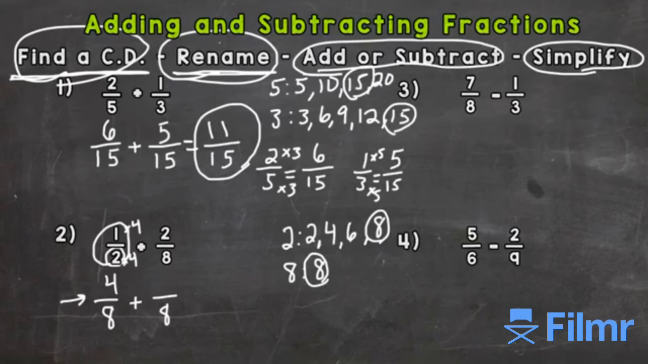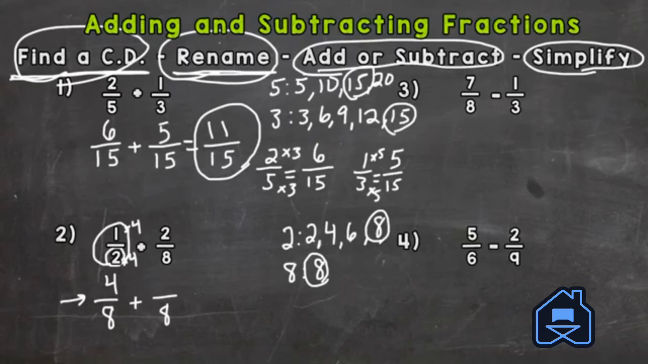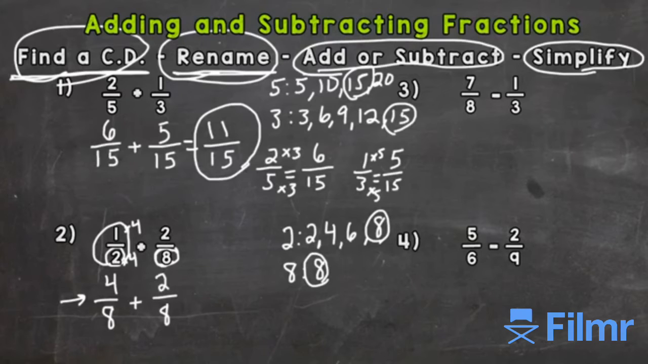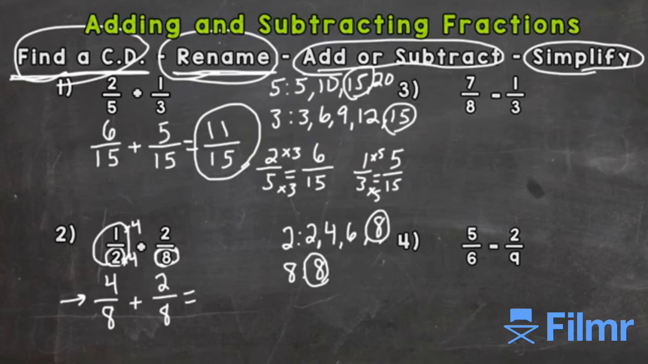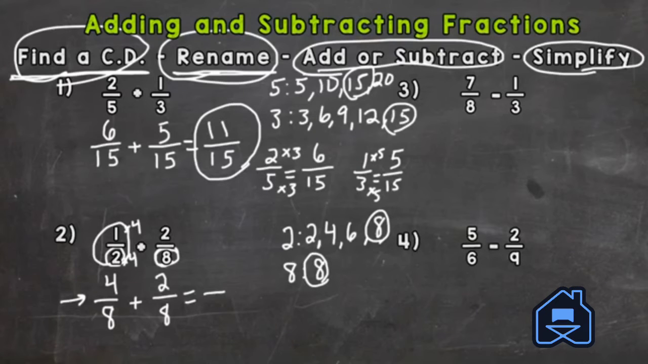We're just giving it a different name and a different denominator, so we have a common denominator and we're able to add or subtract. Now 2/8 already has a denominator of 8, so we don't need to change that at all. We are just going to bring the 2 down. It already has a denominator of 8. So we found a common denominator, we renamed, now we need to add or subtract. So 4 plus 2 is 6, and we keep our denominator as 8.